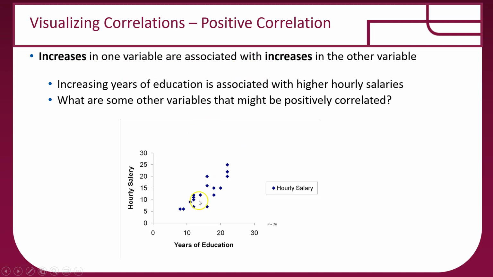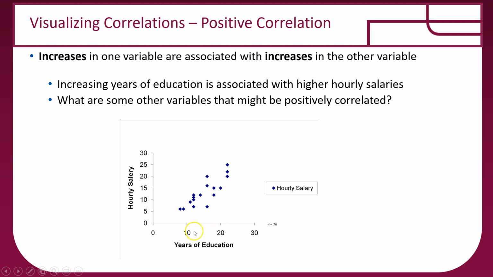So here I've got years of education and hourly salary, and each dot is a person. And so I've got a person here who has 8 years of education, only went to 8th grade, and they're making $5 an hour. As you can see, this is made up data. And here we have someone who went to nine years of education. They're also making about $5 an hour.